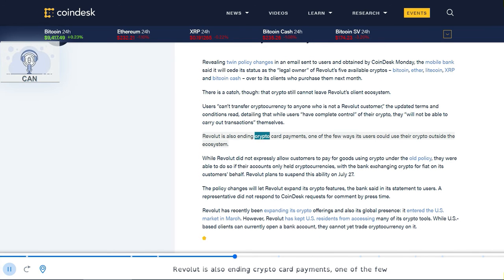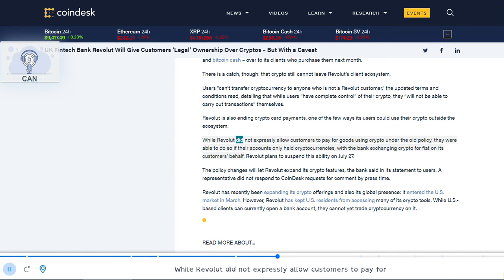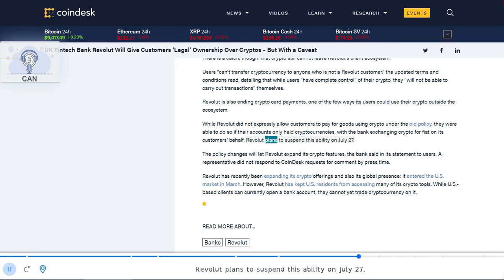Revolut is also ending crypto card payments, one of the few ways its users could use their crypto outside the ecosystem. While Revolut did not expressly allow customers to pay for goods using crypto under the old policy, they were able to do so if their accounts only held cryptocurrencies, with the bank exchanging crypto for fiat on its customers' behalf. Revolut plans to suspend this ability on July 27.